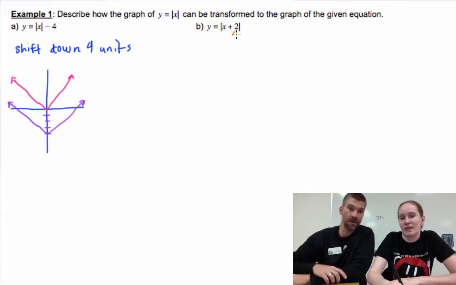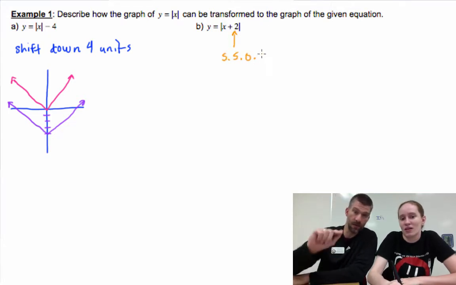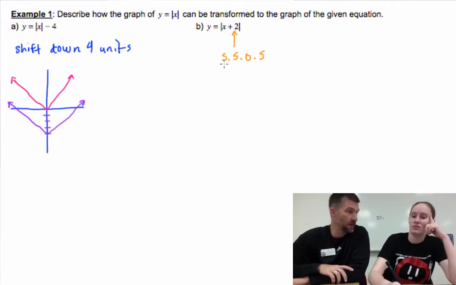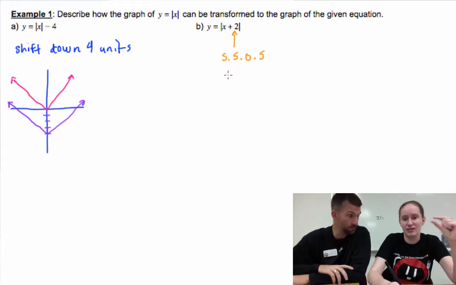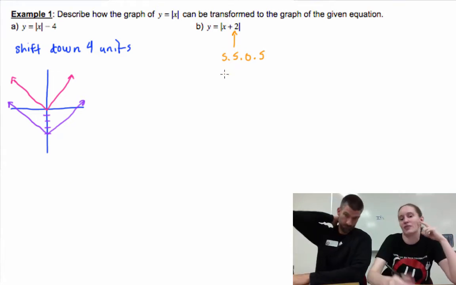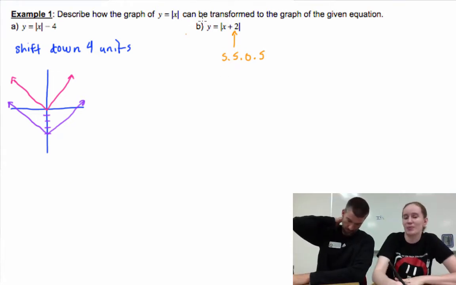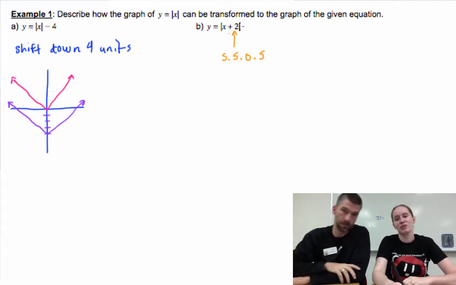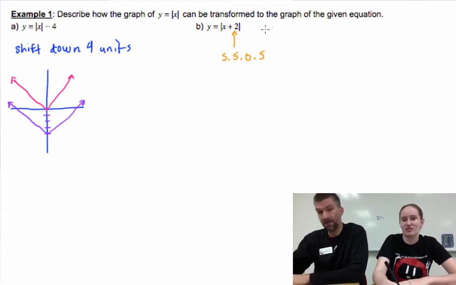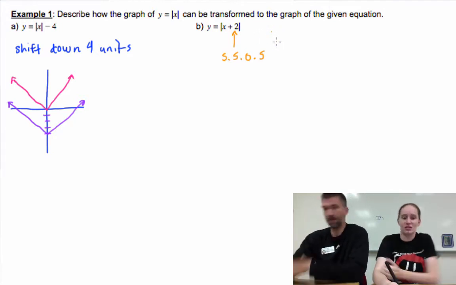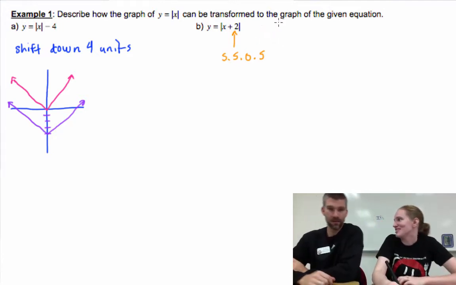Notice now on this one, like Mrs. Stevenson said on our opening slide, we've got that 2 on the inside of the absolute value. It's inside of our absolute value bar. So this is a part of the super secret opposite society. So instead of +2 taking us to the right 2, it actually takes us to the left 2.